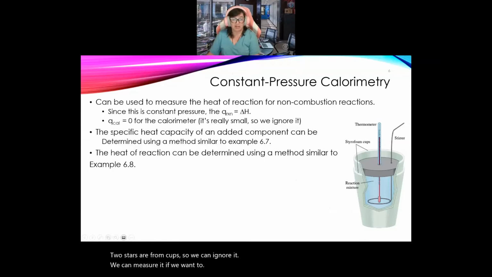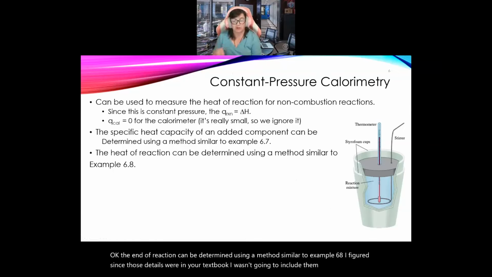The specific heat capacity of an added component can be determined using a method similar to example 6.7. The heat of reaction can be determined using a method similar to example 6.8. I figured since those details were in your textbook, I wasn't going to include them here. What you would do is put a specific amount of material into this, measure the change in the temperature, and then use those calculations to figure out what the enthalpy is for those particular components.